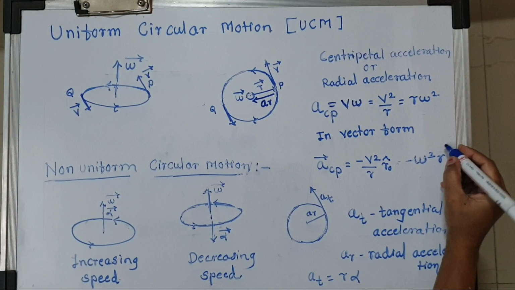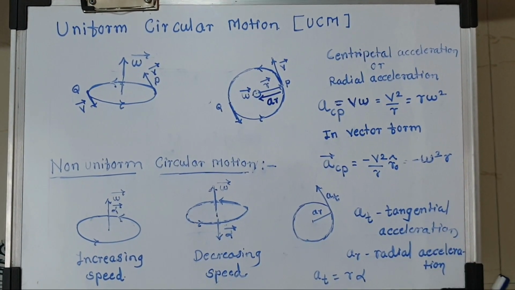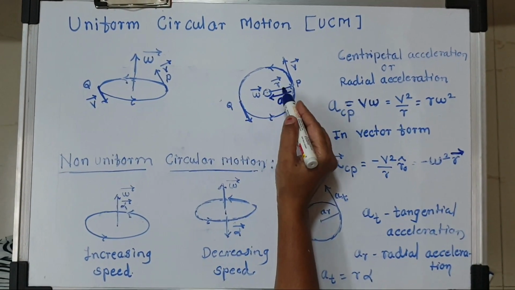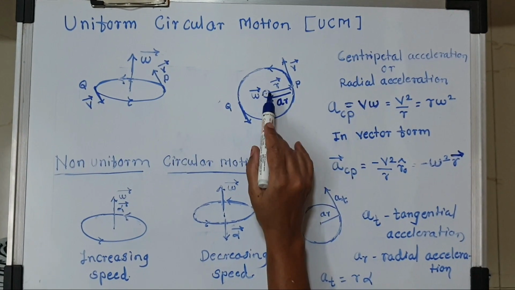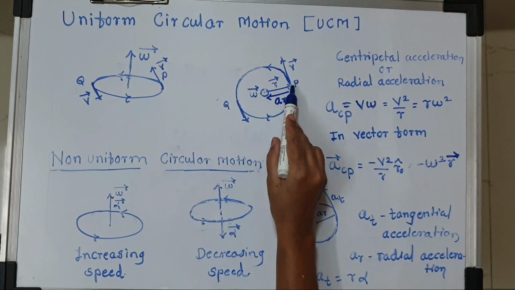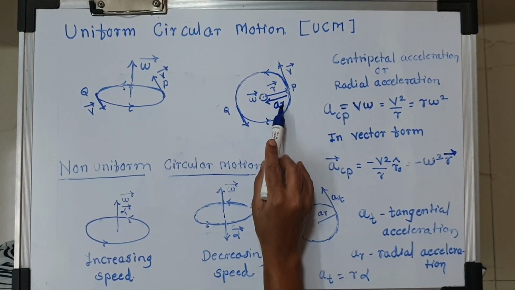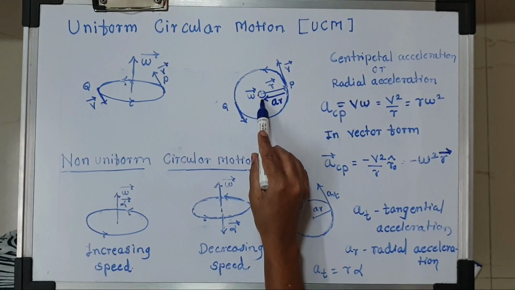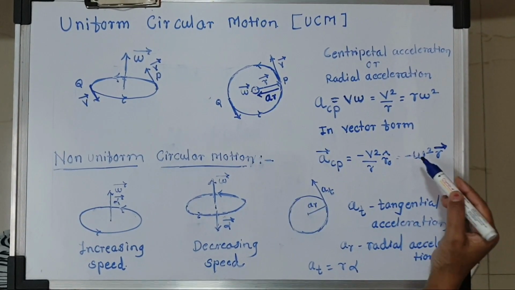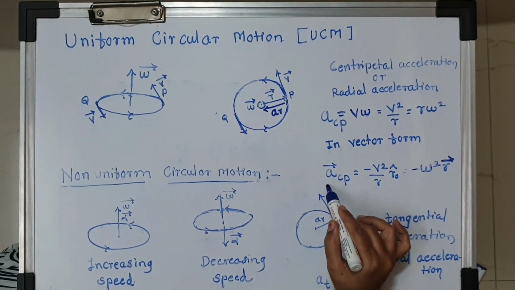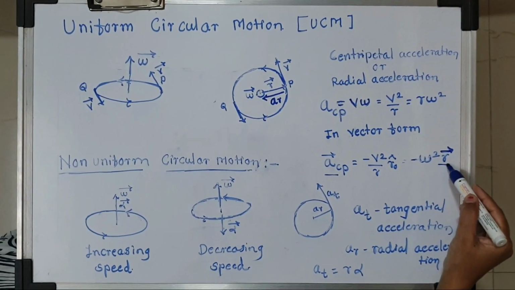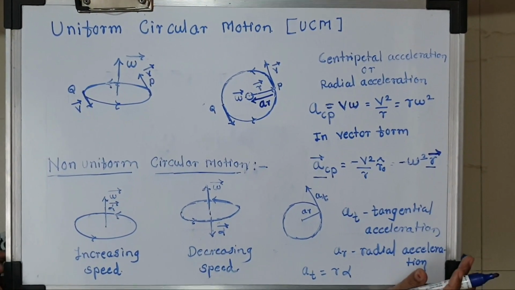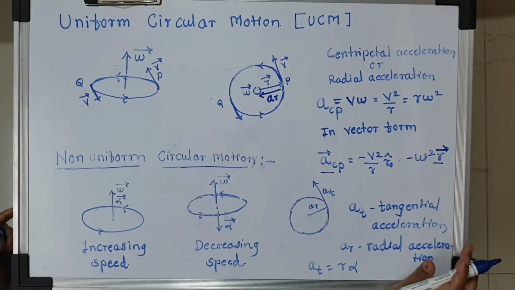Now, the negative sign is given over here. Why is this a negative sign? Because here the radius vector is directed from the center to the circumference, while this centripetal acceleration or radial acceleration is directed from the circumference towards the center. Both are opposite, that's why there is a negative sign. This is about uniform circular motion.